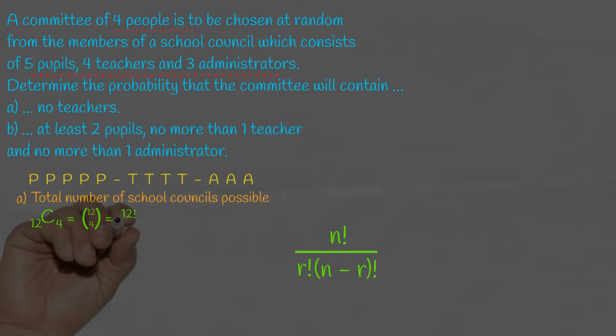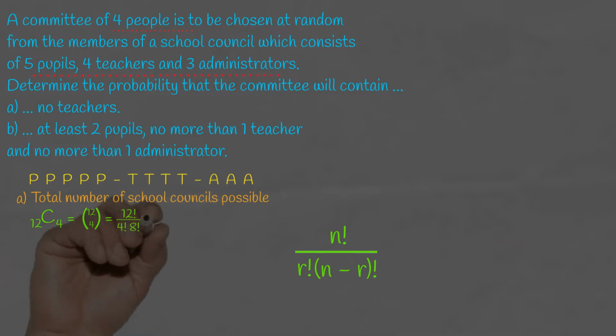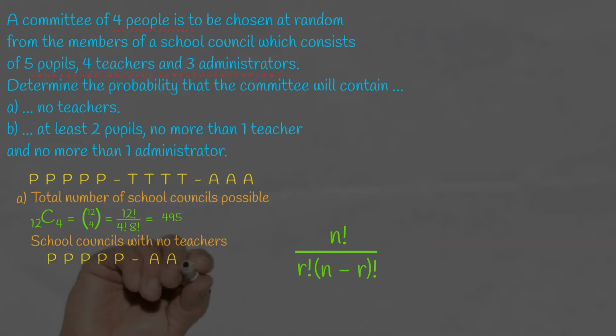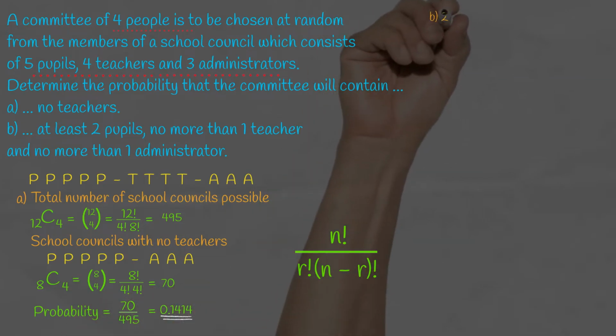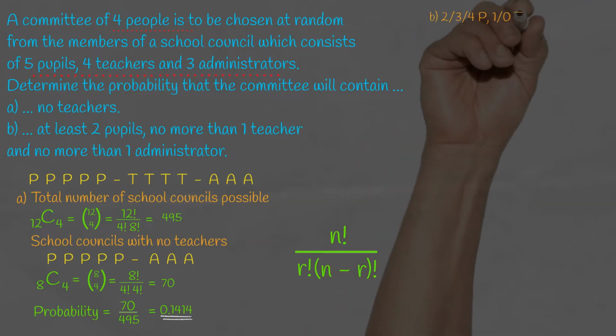So with 12 choose 4, putting the numbers into the equation, we end up with 495. And next we need to work out how many combinations there are that do not include teachers. So without teachers, we have a total of 8 people to choose from. 8 choose 4, and if we put those numbers into the equation, we end up with 70. So the probability that there are no teachers is 70 divided by 495, which is 0.1414.